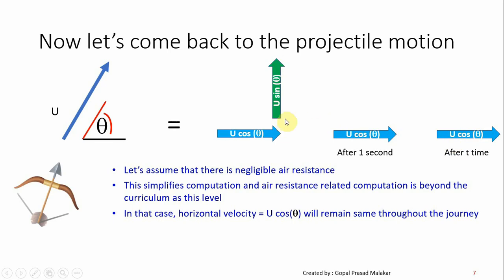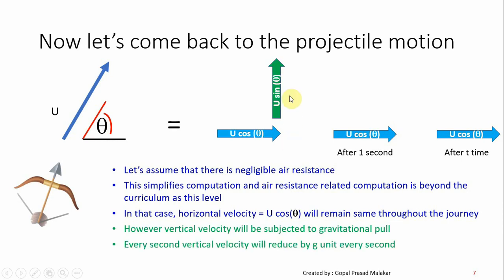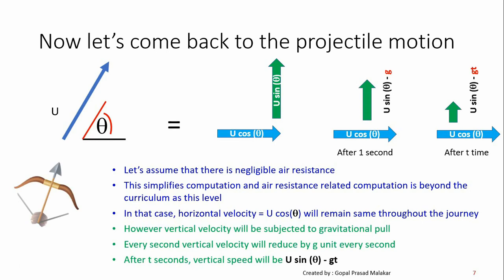But the vertical component is not like that. The vertical component will get affected by the gravitational pull. So what is u sin theta? In 1 second, it will become u sin theta minus g. And in t seconds, it will become u sin theta minus gt. That's how it works. The gravitational pull is g, so every second the speed reduces by g amount. So in t seconds, it will reduce speed by gt.